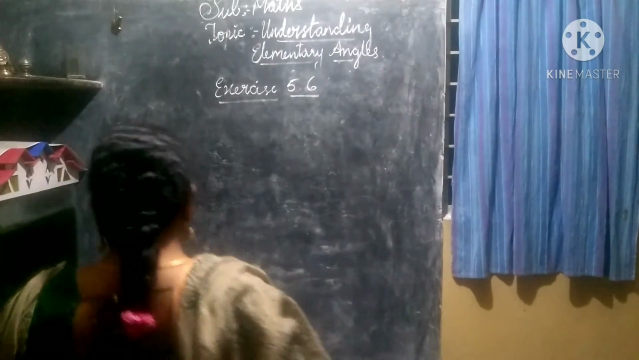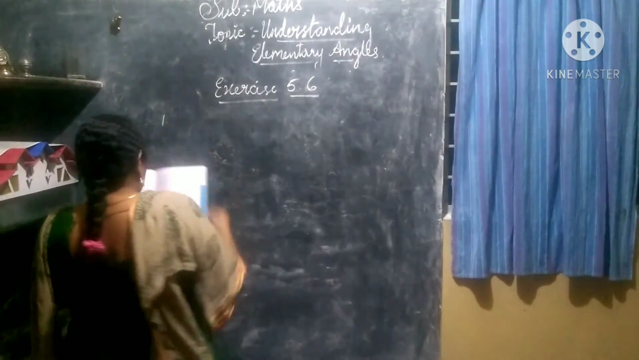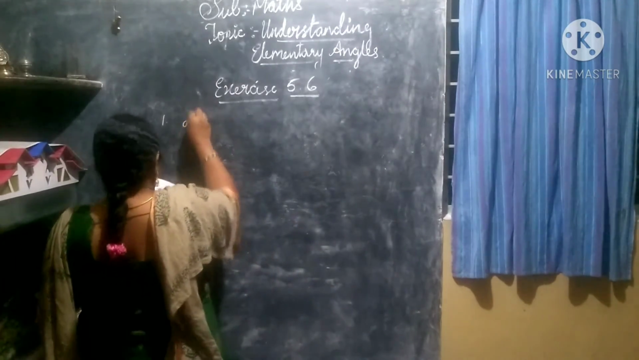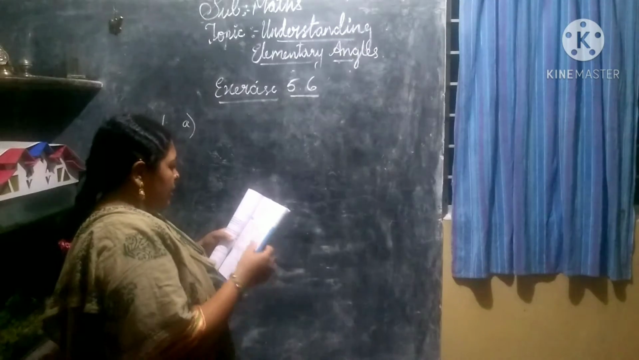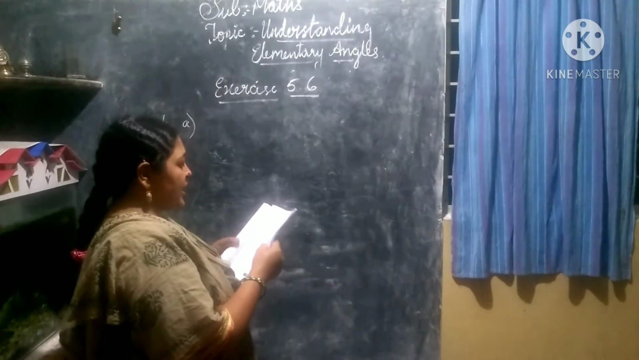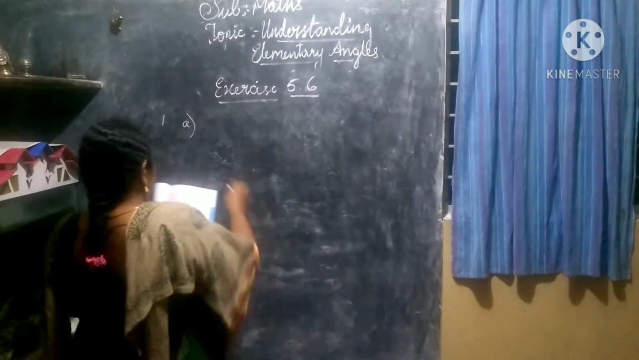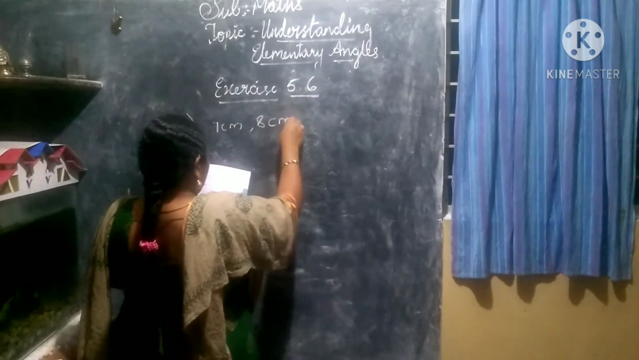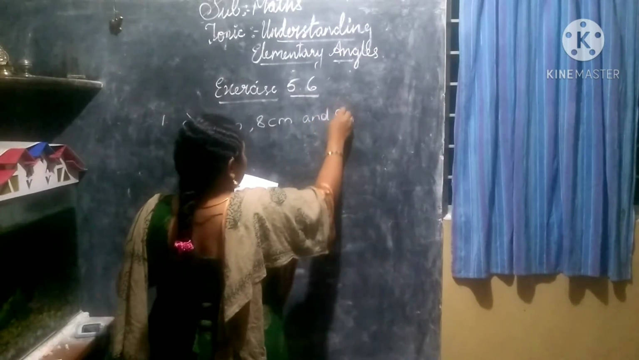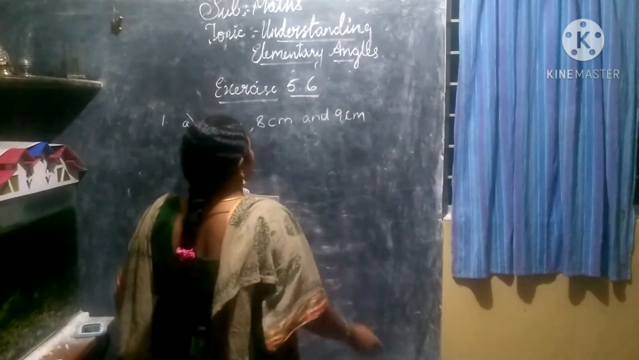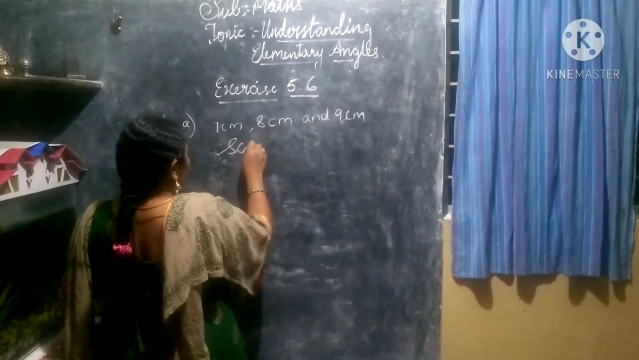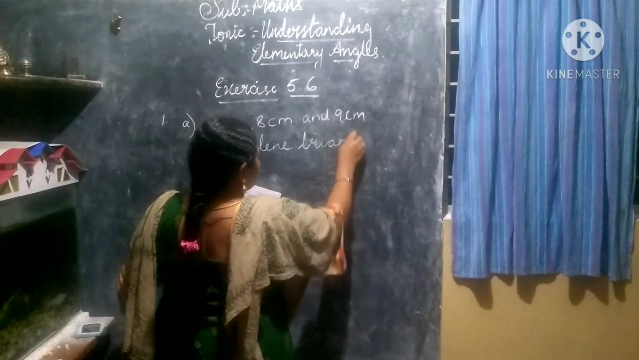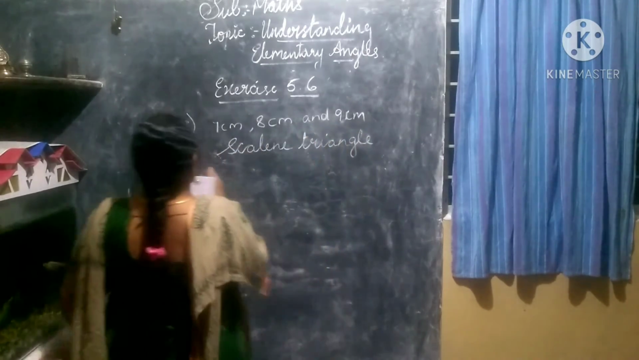So look into the first question. Name the type of the following triangles. A, they have given a triangle with side lengths 7 cm, 8 cm and 9 cm. So what type of triangle is that? This is a scalene triangle.